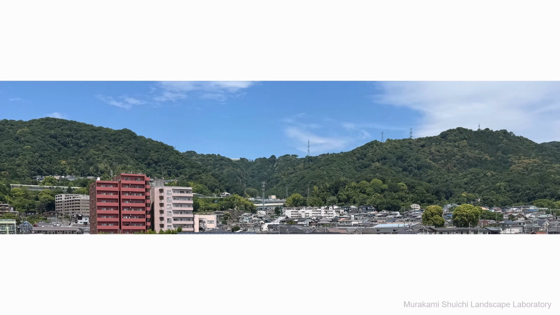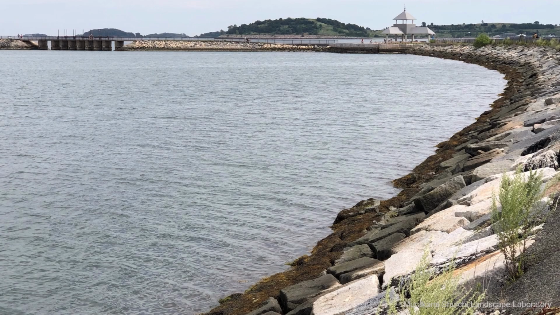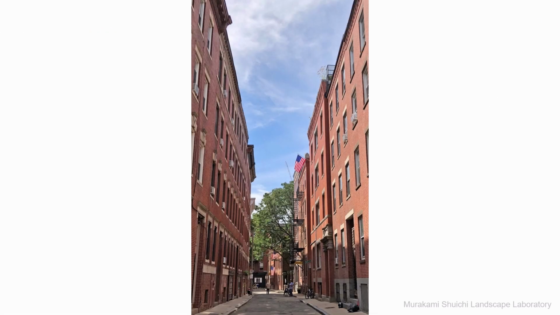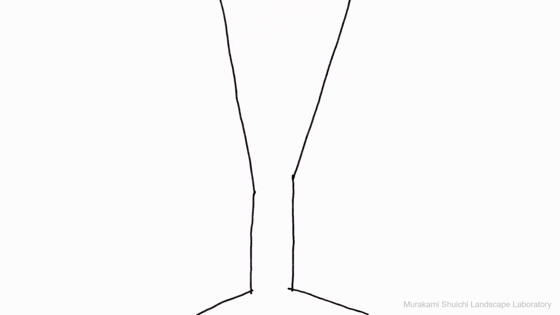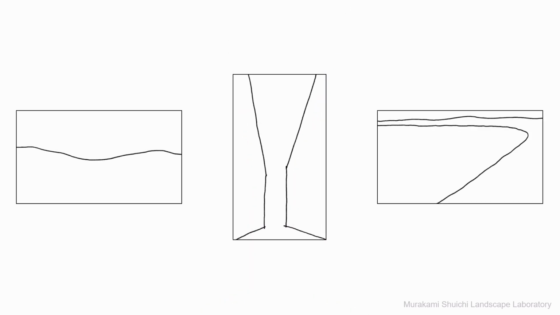The line where the mountain ridge meets the sky. The line where the sea meets the land. The line where the building walls frame the street. Each of these can be seen not just as scenery but as forms that shape the landscape itself.